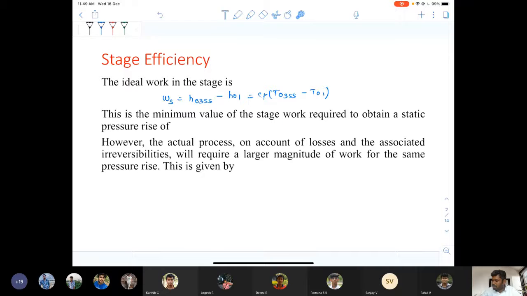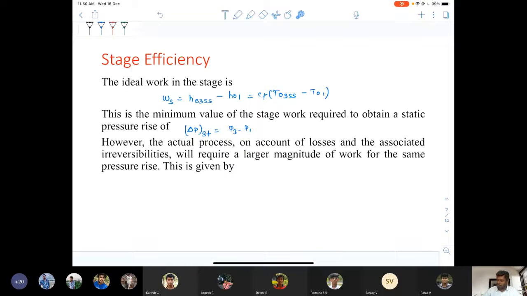This is the minimum value of the stage work required to obtain the static pressure rise. That is, W_s, which is equal to H0 3SS minus H0 1, is the minimum value required to obtain the static pressure rise of value delta P. Delta P is nothing but the static pressure rise across the stage, which is equal to P3 minus P1. We know that static pressure rise is the difference between the two stations, which is P3 minus P1. Therefore, this is the minimum value of the stage work required to obtain the static pressure rise of P3 minus P1.